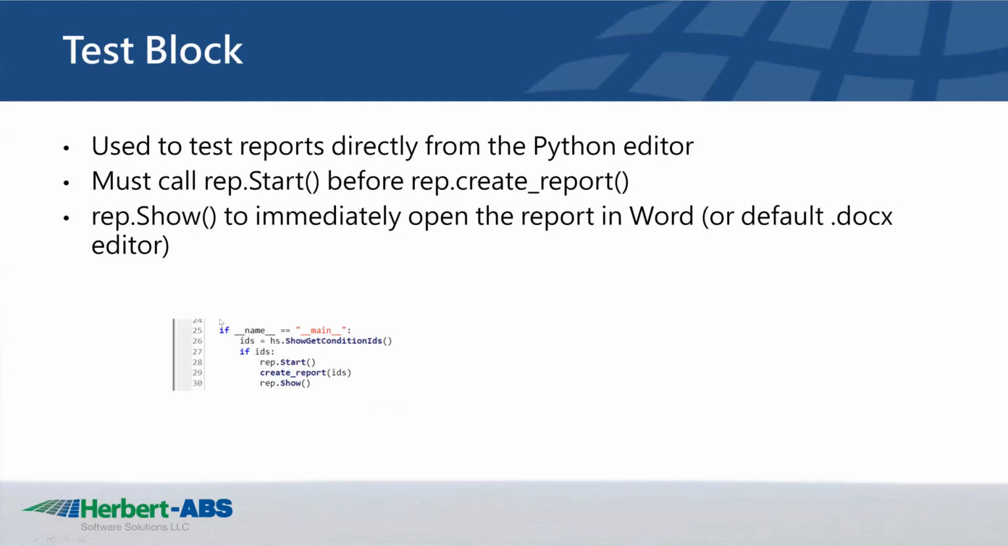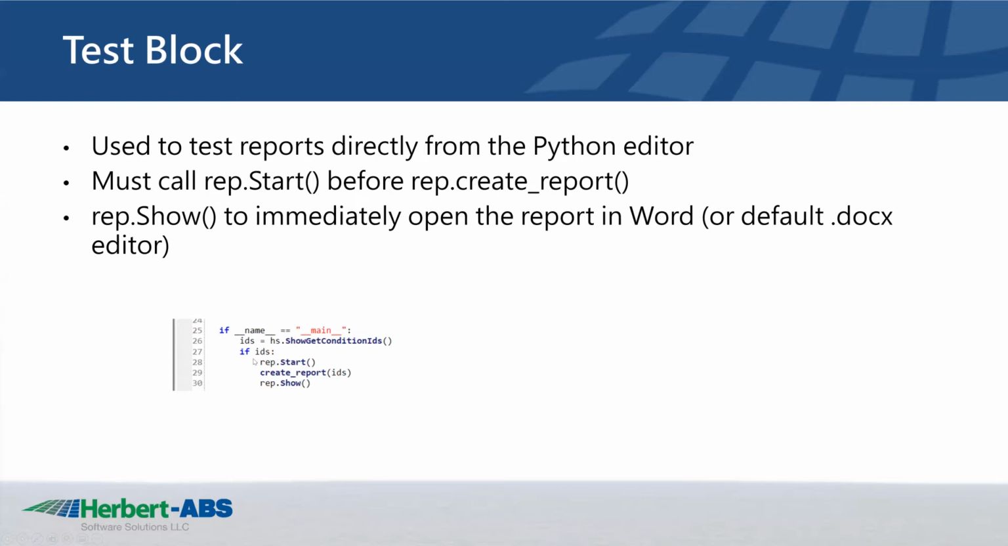And really the final important block of any of our scripts is this testing block. This is used to actually test reports directly within the Python editor. It's keyed off with this first line here of the if name equals main. What we're doing is, if we're running within the Python editor, we're saying I want to get a listing of condition IDs. This show get condition IDs will give a pop-up with the condition tree and checkboxes to be able to select the different conditions.